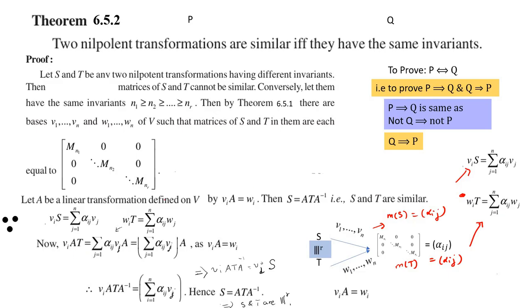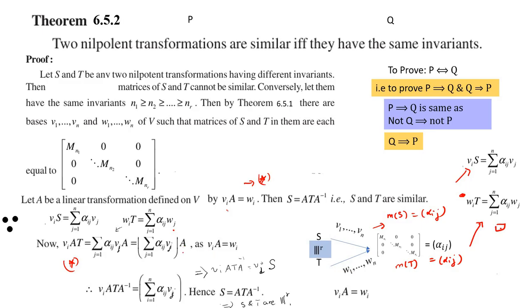So here the Wi is replaced by this one. Suppose I put it as, say, star. So using star and this one, we have ViAT equal to the summation alpha ij Wj, which is replaced by the star, VjA. A being a linear transformation comes out.